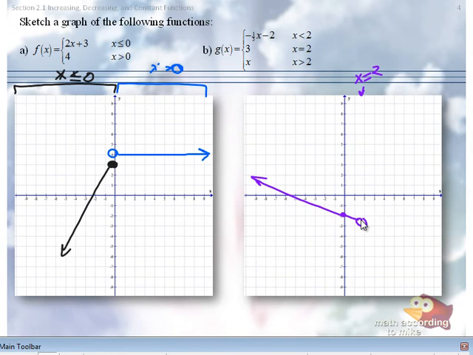The next one says when x equals 2, y equals 3. What is that going to look like? Yeah, just the point (2, 3). If we were given a range of values there, like from 2 to 5, it would look like a horizontal line segment.